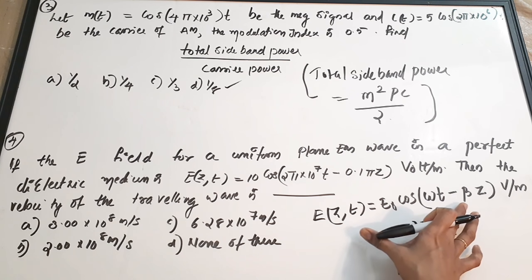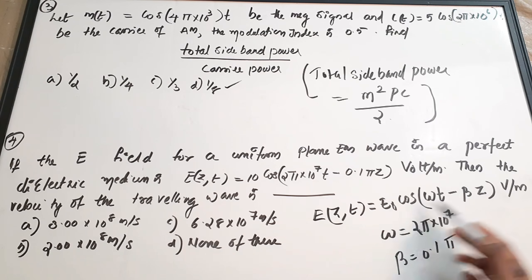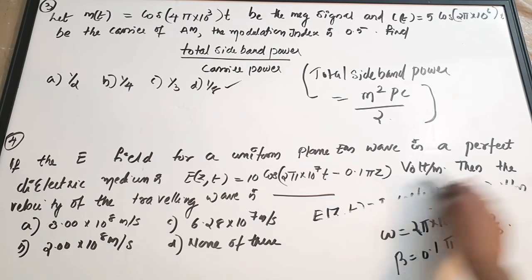Anyway, this is the general equation for the electric field. From this you will get omega is equal to 2 pi into 10 raised to 7 and beta is equal to 0.1 pi. Now you need to find the velocity, and the equation for finding velocity is velocity v is equal to omega by beta. This also we have discussed. Now I'm going to remove this.